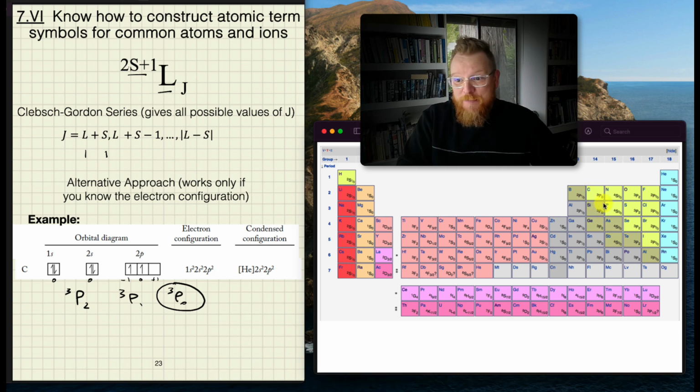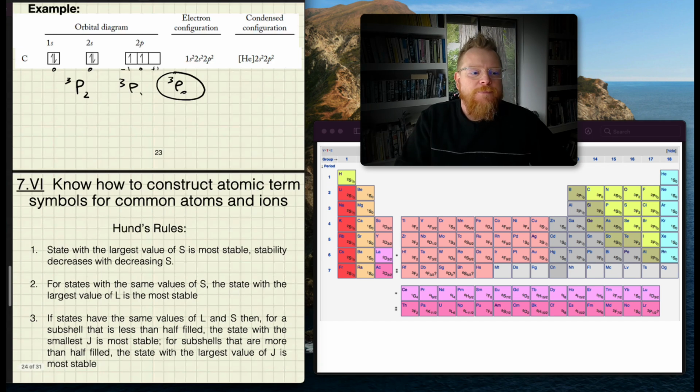This is my favorite periodic table. And lo and behold, if we look right below it at silicon, its term symbol is 3P0. Right below that, germanium, its term symbol is 3P0, and so on. So we can see the way that these term symbols map out on the periodic table. I'm going to go through a couple more examples here to really drive this home.